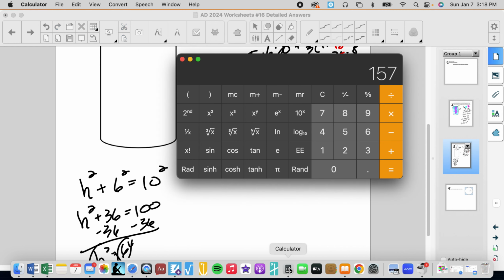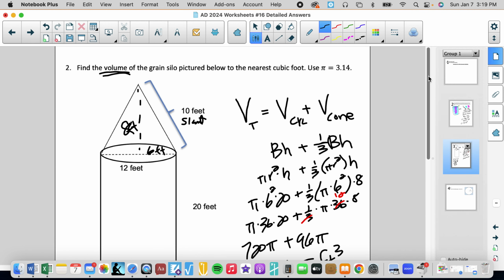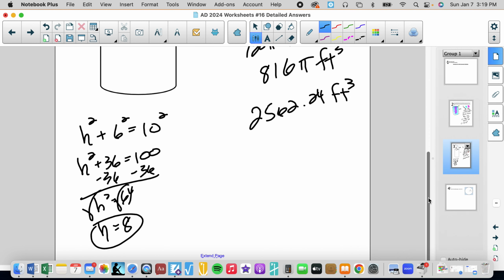So 816 times 3.14 gives us 2562.24 feet cubed. Does it say to round to the nearest cubic foot? So that's going to be 2562 cubic feet for my volume. 2562 cubic feet. Yeah, good.